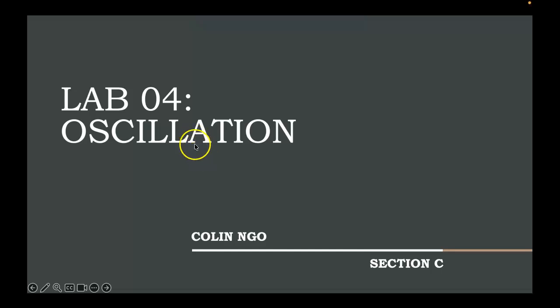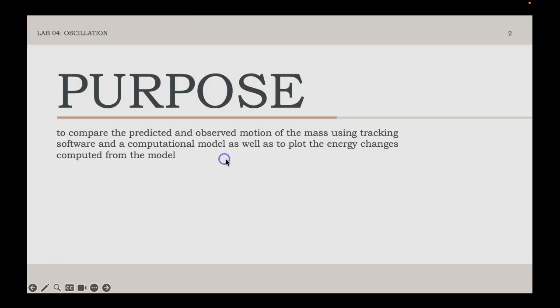Hello, my name is Colin Go, and I'm from Section C of Physics 2211, and I'll be discussing Lab 4 oscillations today. The purpose of this lab was to compare the predicted and observed motion of the mass using tracking software and a computational model, as well as plotting the energy changes computed from that model.